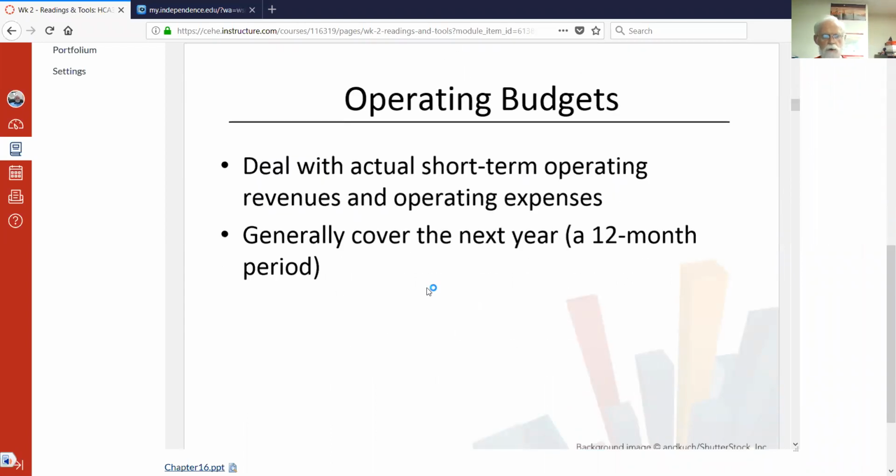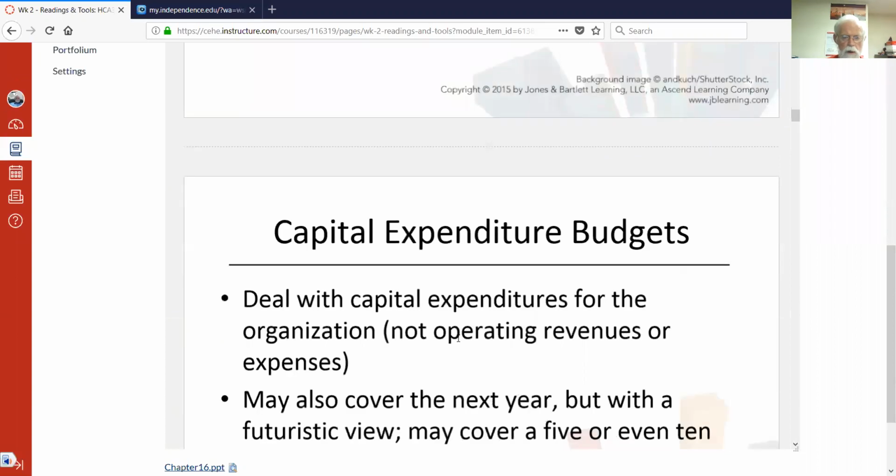Operating budgets deal with the short term. They usually cover a year. And that year can be your financial year, which may or may not be the calendar year. But it's mainly going to be your financial year with reviews on a periodic basis, depending on the size of the organization. That can be quarterly or even monthly.